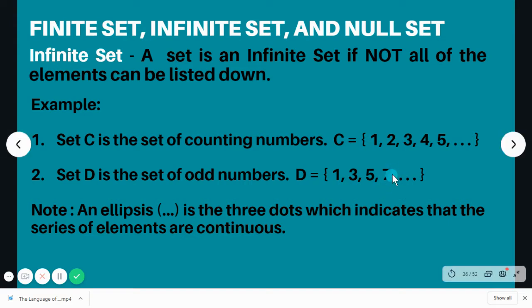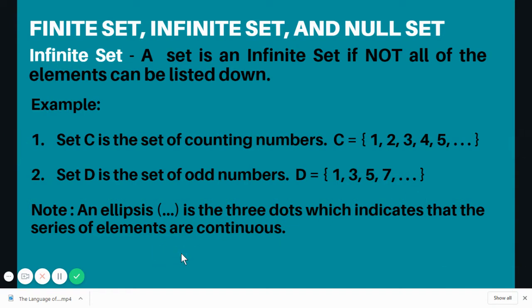Ibig sabihin, for example, itong 1, 2, 3, 4, 5, hindi nagtatapos sa 5 yung element. Okay, may katuloy siya. Ganon din yung 1, 3, 5, 7. Hindi nagtatapos sa 7 yung element. Meron siyang katuloy. So, yun ang ibig sabihin ng ellipsis.